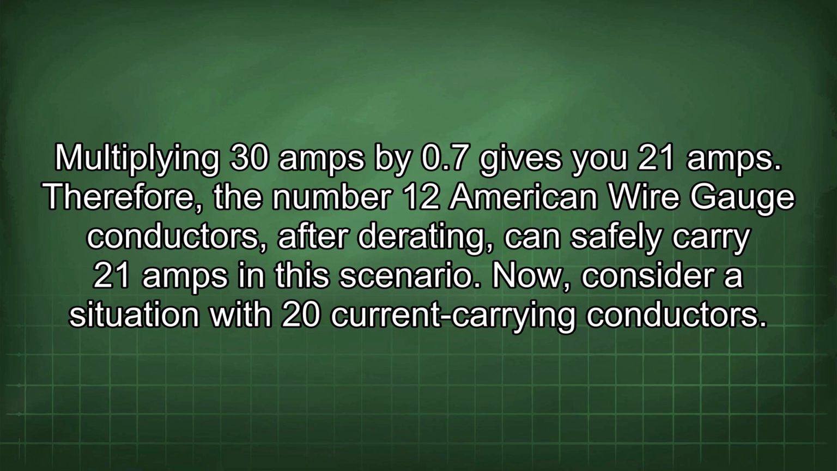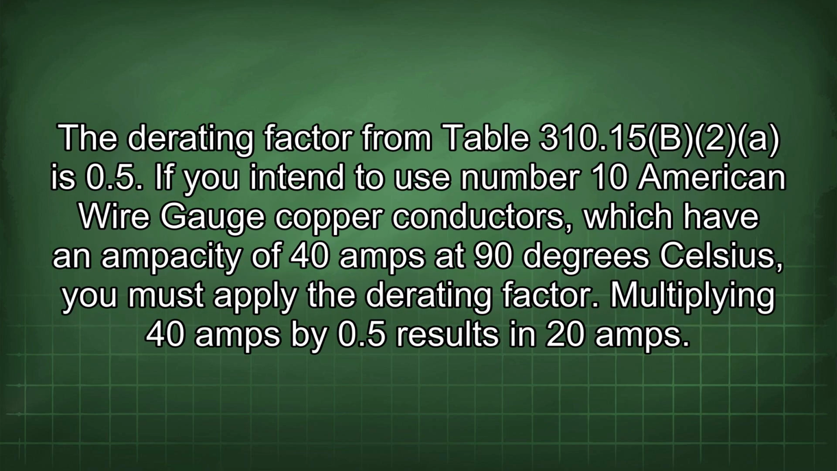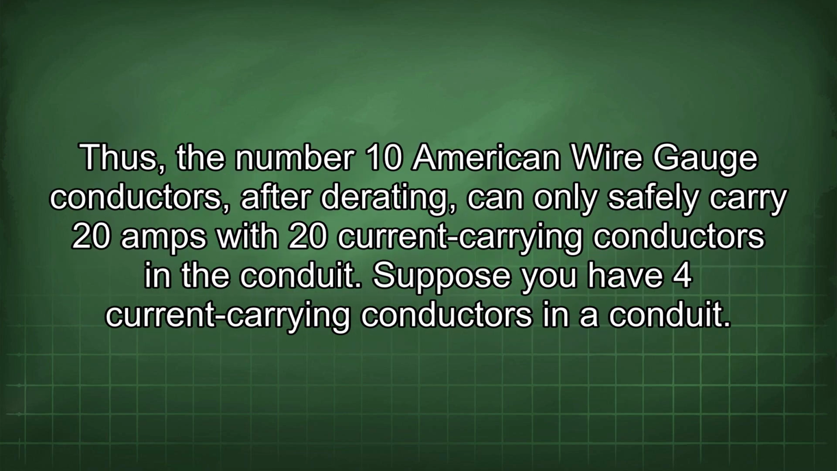Now consider a situation with 20 current-carrying conductors. The derating factor from Table 310.15(B)(2) is 0.5. If you intend to use number 10 American wire gauge copper conductors, which have an ampacity of 40 amps at 90 degrees Celsius, you must apply the derating factor. Multiplying 40 amps by 0.5 results in 20 amps. Thus, the number 10 American wire gauge conductors, after derating, can only safely carry 20 amps with 20 current-carrying conductors in the conduit.